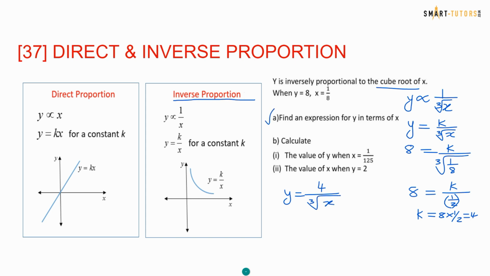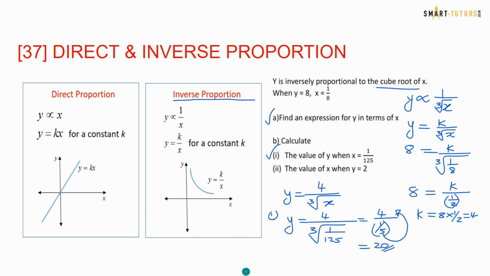And that is the part A. Part B, the value of y when x equals 1 over 125. So the first part, how I'm going to do y equals 4 over cube root of 1 upon 125. You know how to do this one. The cube root of 1 upon 125 is 1 upon 5. Then this bottom 5 is going to go up. So 4 times 5 is 20, which is the answer for the first part.